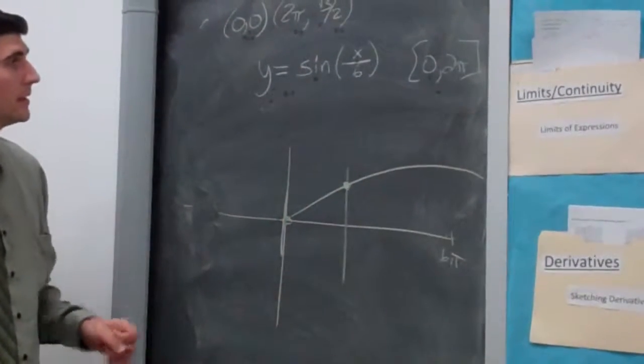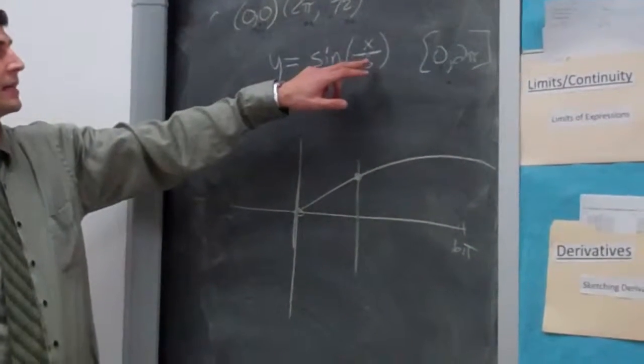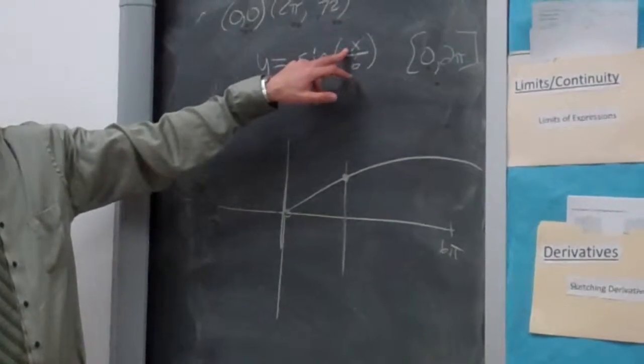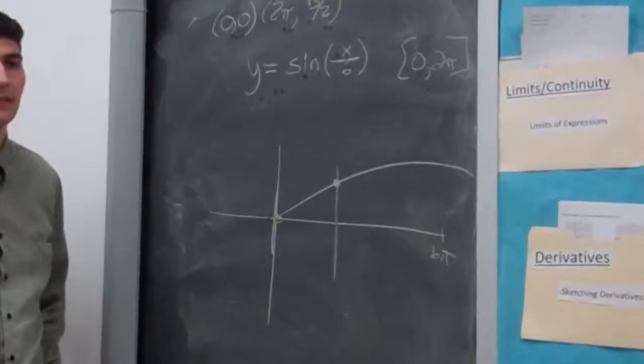Why is it 12 pi? Because it's always the period divided by the coefficient of x. So it would be 2 pi divided by 1/6, which would be 12 pi.